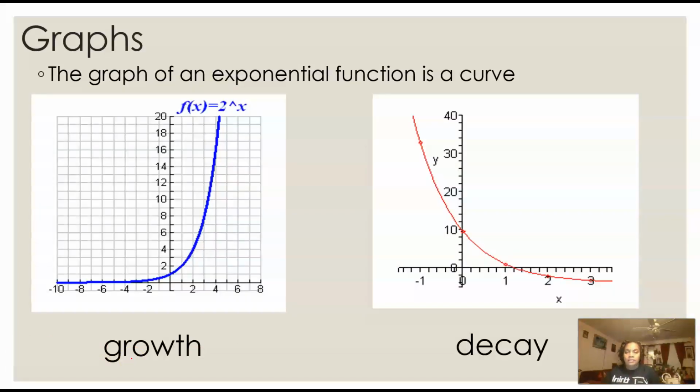Looking at the graphs, a graph where the exponential function is growing, and a graph where the exponential function is decaying. These are two examples of what those graphs look like if you are unsure, okay? This is a growth and this is a decay.